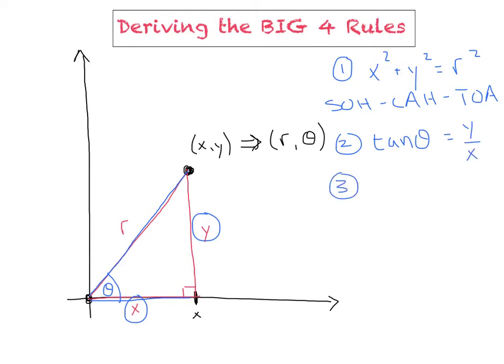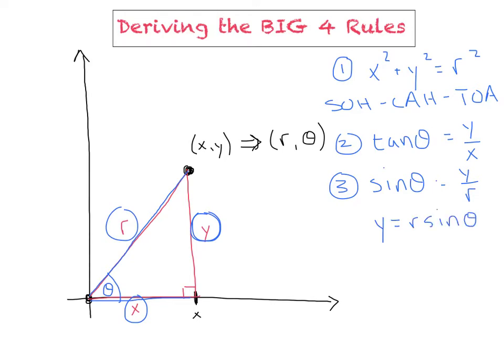Number 3, I could say that the sine of theta equals opposite over hypotenuse, which in this case is y over r. Now we usually don't stop there. What we do is we solve for y, and we say that y is equal to r sine of theta.